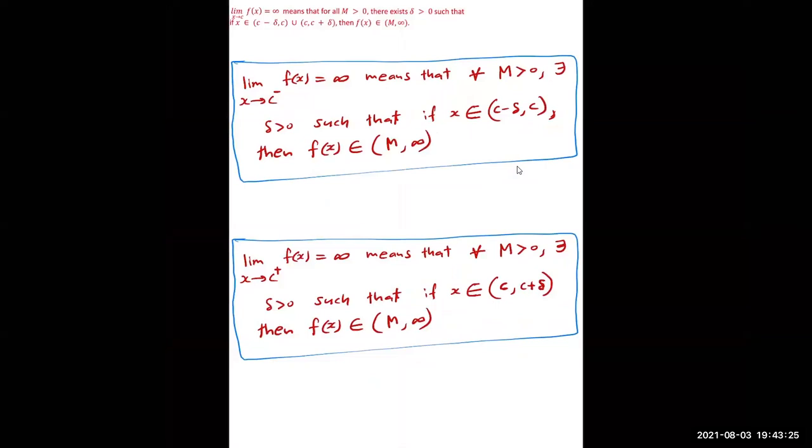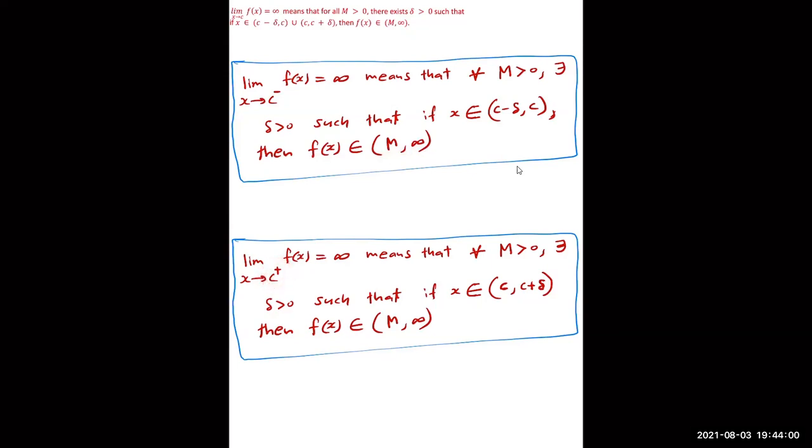And here are those modified definitions. Okay, limit as x approaches c from the left-hand side, f of x is equal to infinity means that for all m greater than 0, there exists delta greater than 0 such that if x is in this interval, you see, I only take the left part of the punctured interval. Okay, then my f of x should be in this interval. That means f of x is bigger than m. Okay, a similar definition can be given for the right limit.